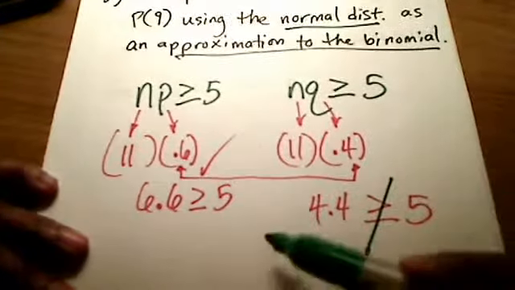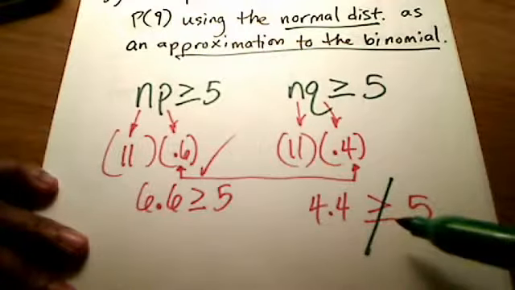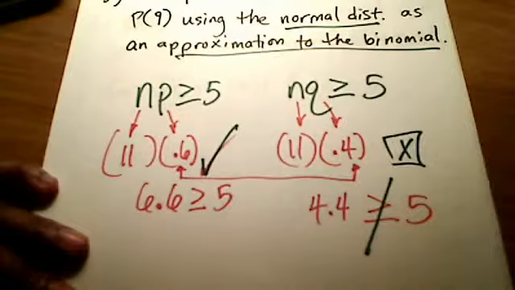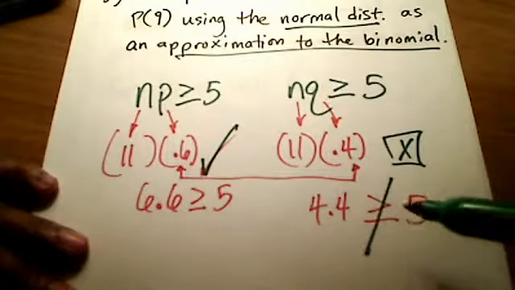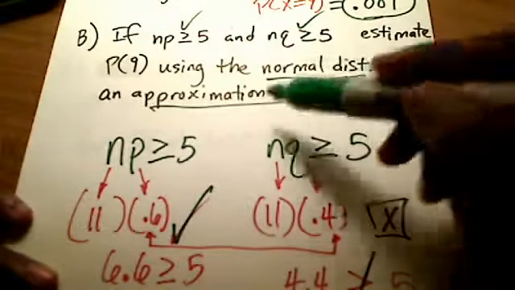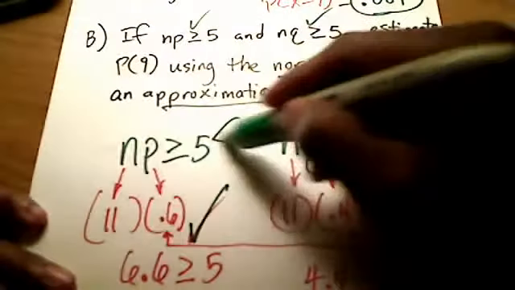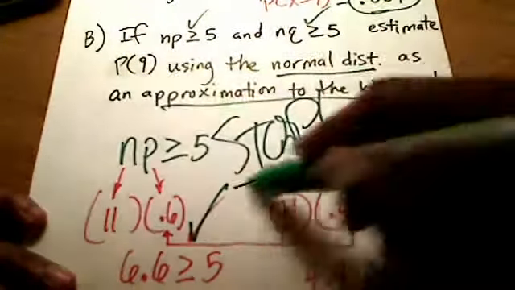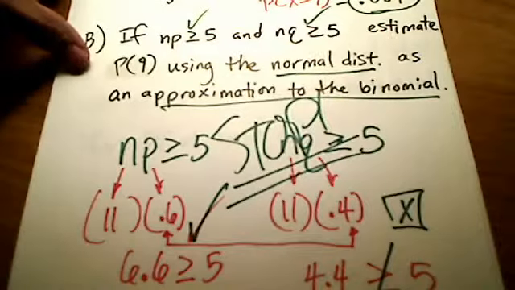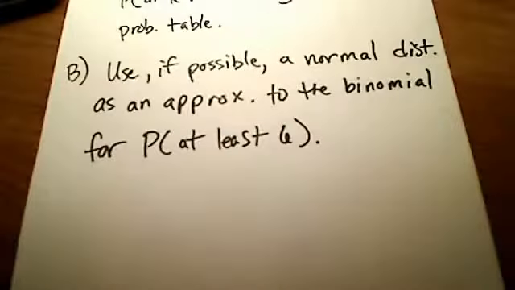So because both of these are not true, right, I got a check mark for this one, but I got an X mark for that one. Because both of these are not true, I cannot use the normal distribution to approximate the binomial. So I'm going to stop right there and call it quits on this problem. I can't do that one. So for part B, if you're using maybe something like MyMathLab, I think it says to enter in the letter N if it doesn't work.